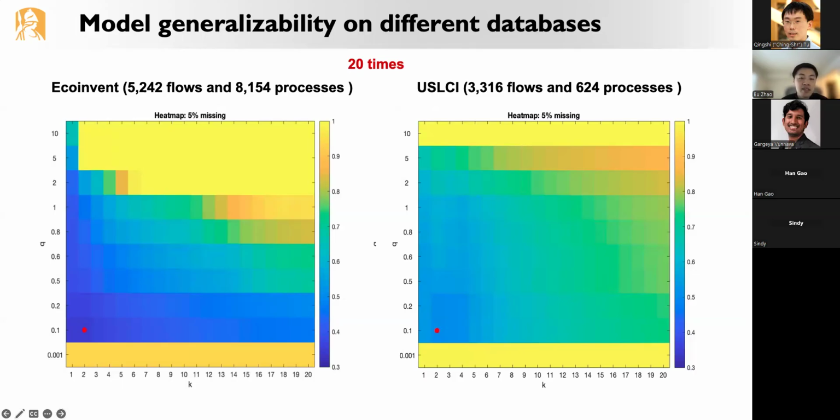The reason for such a difference was mainly the difference in size between these two databases. In the USLCI, the limited number of processes makes it very challenging for the model to consistently find truly similar processes. And this limited candidate pool potentially compromises the model's performance.